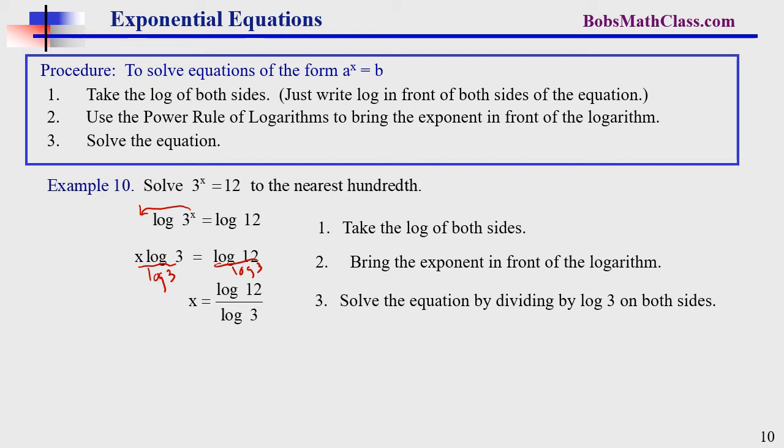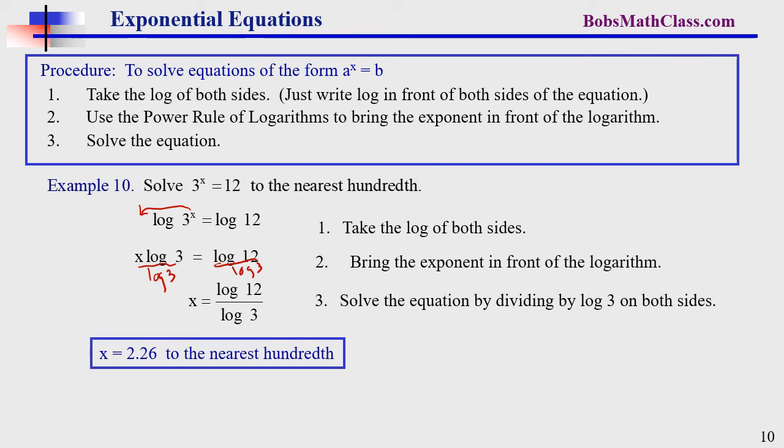All right. So anyways, hit your fraction button, and then put log of 12 on top. Try to close the parentheses. If it opens up parentheses, you should close them. And on the bottom, log of 3. Okay, so you should get something like 2.261. It's a 1. We're rounding to the hundredths, so the answer would be 2.26.